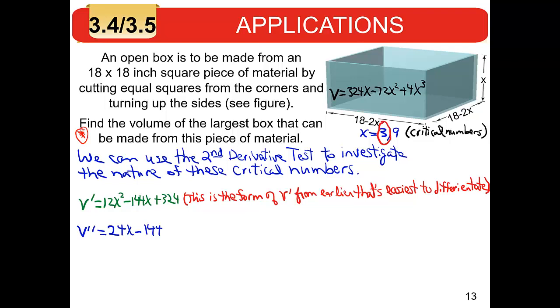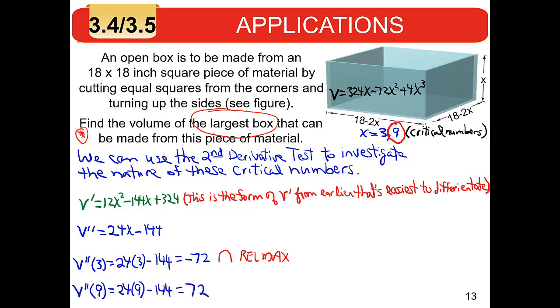Plug in 3. Do the arithmetic. You come out with negative 72. Remember, a negative second derivative means that you're concave down. And if you're concave down, that means you have a relative max. And that's what I was looking for. I was looking for the largest box. I'm looking for a max. But I do need to make sure the other one really is a min. I don't want to get into a situation where I have two maxes and I've got to figure out what's going on there.